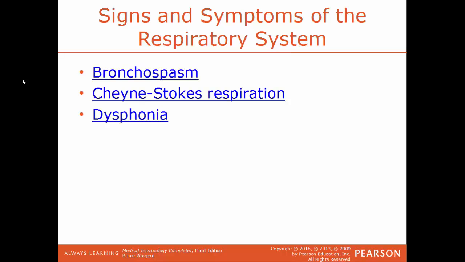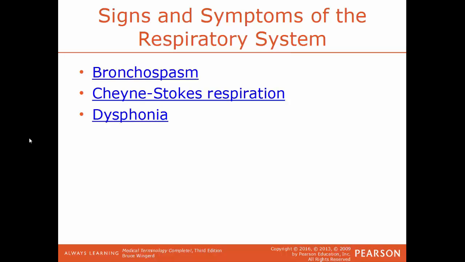Cheyne-Stokes respiration. This is a reference to a particular pattern of breathing. It's an abnormal pattern that includes your breathing that gets progressively deeper and deeper, and sometimes will get very, very rapid. Then there'll be a slow decrease, and then there'll be a stoppage of breathing. And this pattern will repeat itself over and over again.